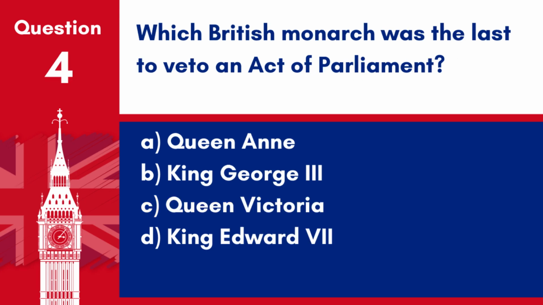Question 4. Which British monarch was the last to veto an Act of Parliament? A. Queen Anne, B. King George III, C. Queen Victoria, D. King Edward VII.